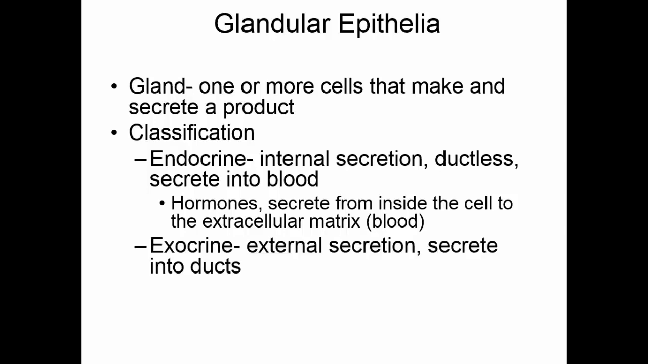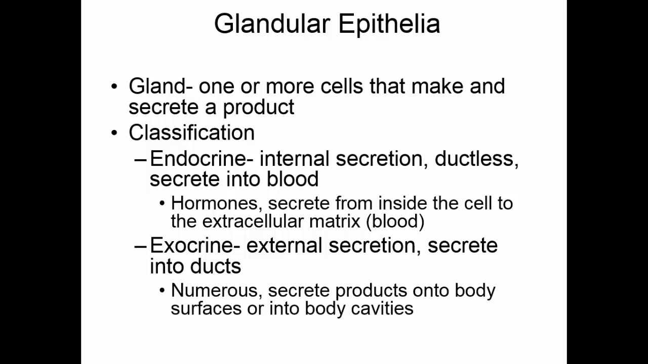Exocrine glands produce their secretions and secrete them into tubes known as ducts. These ducts will deliver them to some sort of surface. There are numerous exocrine glands scattered throughout the body, and they will deliver their products through ducts either to surfaces of the body or into body cavities.